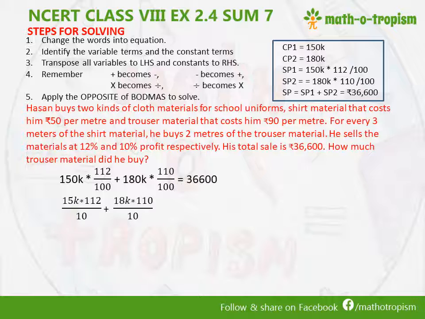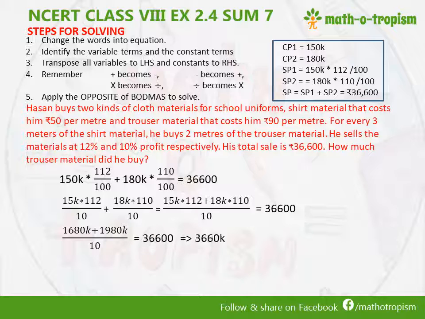Now when I simplify, I can see that there are zeros in both 150k and 100 and 180k and 100. So in both cases I am going to cut out one zero. So it becomes 15k into 112 by 10 plus 18k into 110 by 10, which is nothing but 15k into 112 plus 18k into 110 with the common denominator of 10. That is nothing but 36,600. Now when I simplify, 1680k plus 1980k divided by 10 is equal to 36,600.